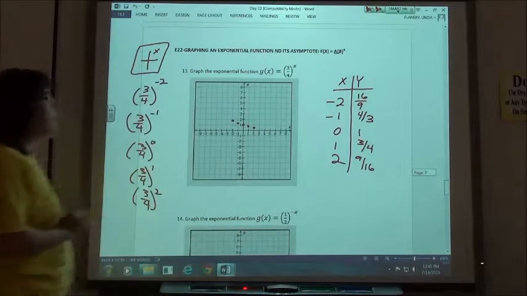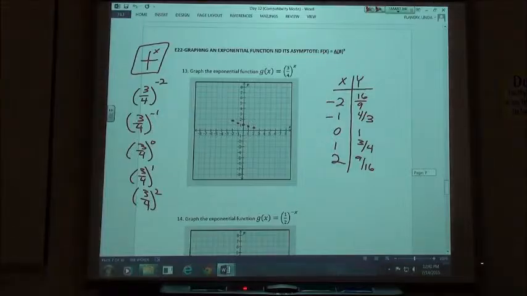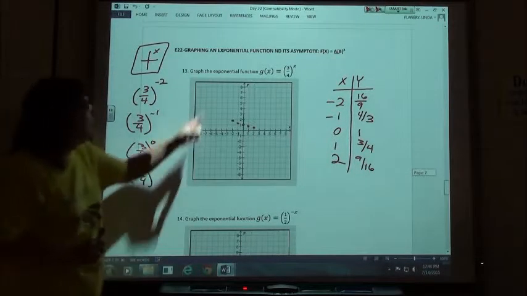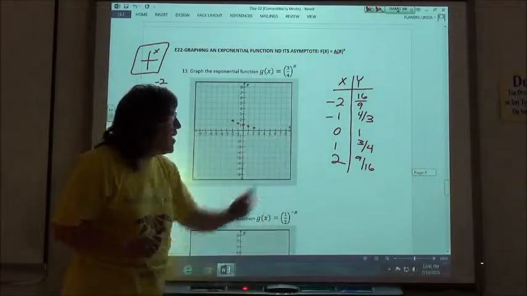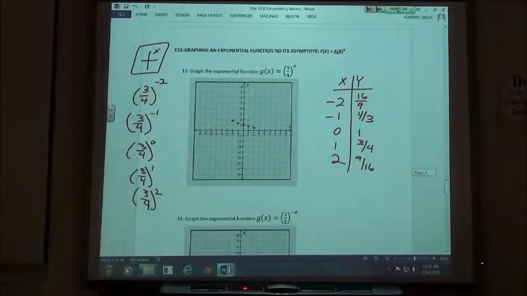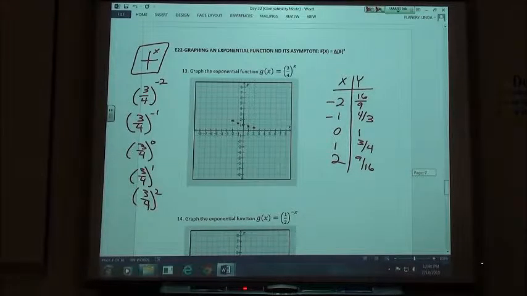Now they are going to make you do one other thing on here, because what's going to happen with my exponential function is it's going to start up here, it's going to come down, and then it's going to level off, and you're going to have what's called a horizontal asymptote. Asymptote is an imaginary line that the graph is approaching but isn't going to cross.